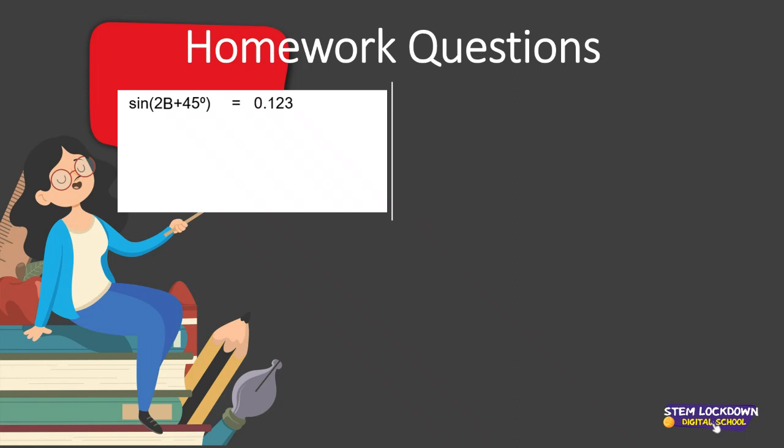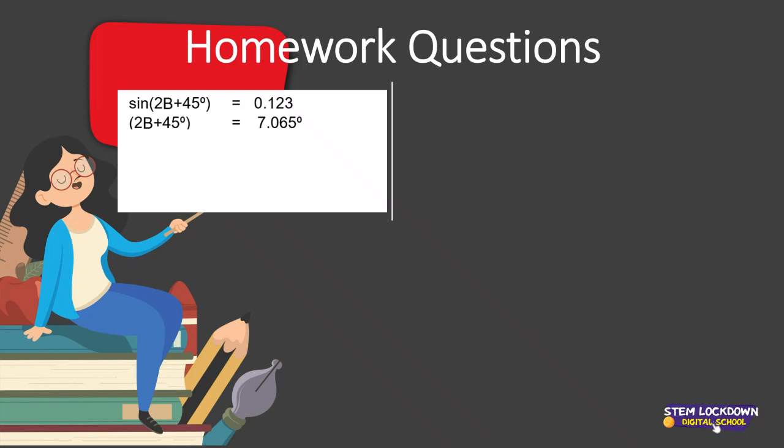Sine of 2b plus 45 degrees is equal to 0.123. As I said, I asked yesterday that you please bring your calculators because we'll be big on calculator today. First, what we look to do is solve for our function. We look to solve for sine. In this case, it's sine to the power of -1 times 0.123 on the calculator. That gives us that 2b plus 45 degrees is equal to 7.065 degrees.